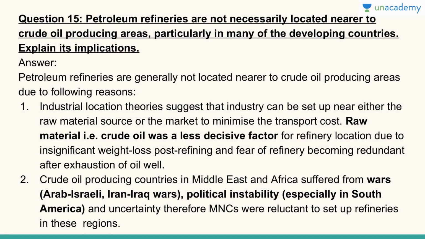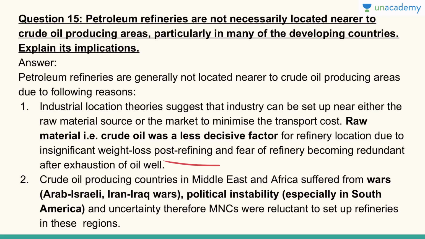Question number 15. Petroleum refineries are not necessarily located nearer to crude oil production areas, particularly in many of the developing countries. Explain its implication. So they are not located there because of various reasons. First of all, industrial location theory suggests industries can be set up either near the source of raw material or near the market to minimize transport cost. Raw material, that is crude oil, was a less decisive factor here for refinery location because of insignificant weight loss post refining and fear of the refinery becoming redundant after exhaustion of the oil well.